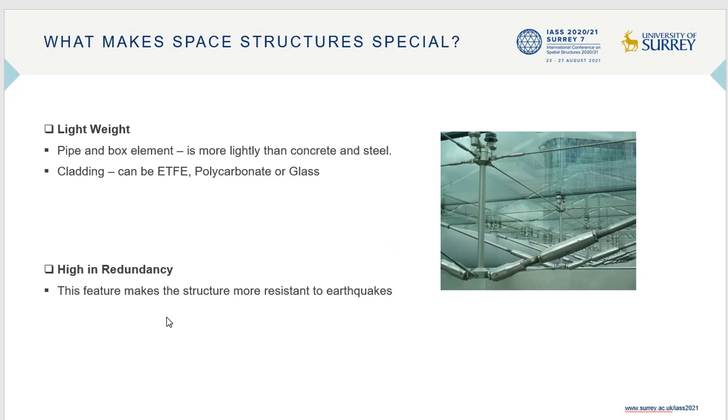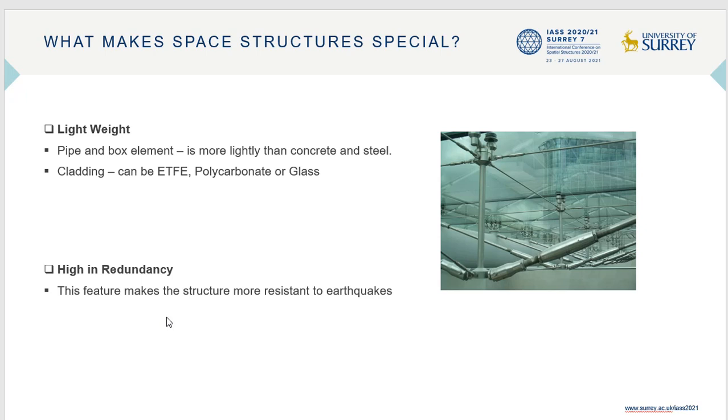But the important question is, what makes space structures special? I can mention two important factors. The first one is lightweight. The elements used in this type of structure, pipes and boxes, are much lighter than other materials like concrete and steel. Also, cladding can be ETFE, polycarbonate, or glass.